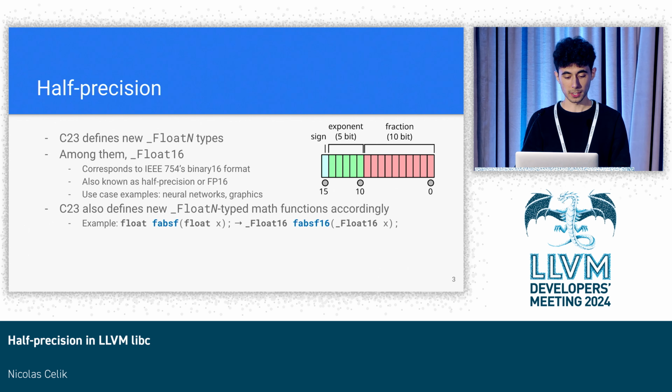And as C23 defines these new float-N types, it also defines new math functions accordingly. So, for example, to get the absolute value of a float, we had fabsf already. Now for a float16, we have fabsf16.